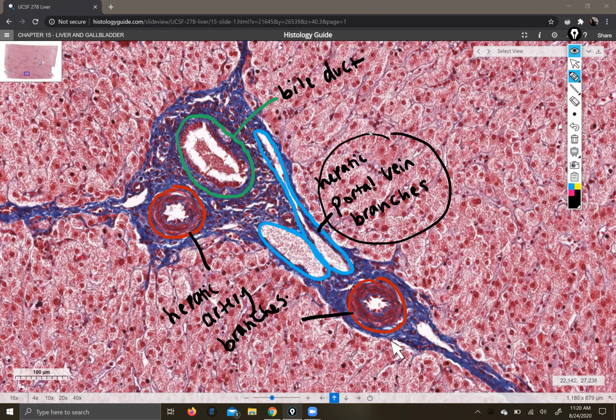So you guys are used to thinking about circulation as going from arteries to arterioles, capillary beds, to venules, to veins, and back to the heart. Full stop, right? There are places where that's not true, and this is one of them.